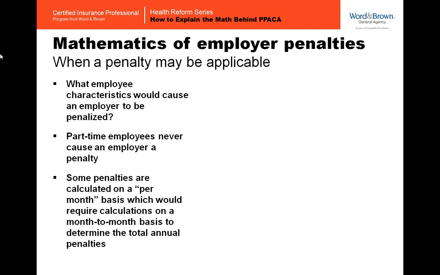No. The actual fact is the penalty is not $2,000 or $3,000. It's 1/12 of $2,000 or $3,000 for every month that the penalty is being applied. So the only time an employer would pay the $2,000 or $3,000 penalty for the year is if he had the same exact penalty situation 12 months during the year. Obviously, if he had them only for 6 months of the year, he'd be paying one-half of the $2,000 or the $3,000. So as the slide says, penalties are a per-month calculation.